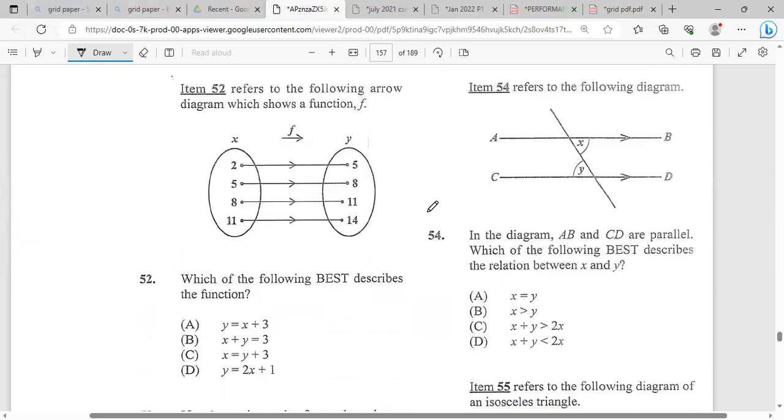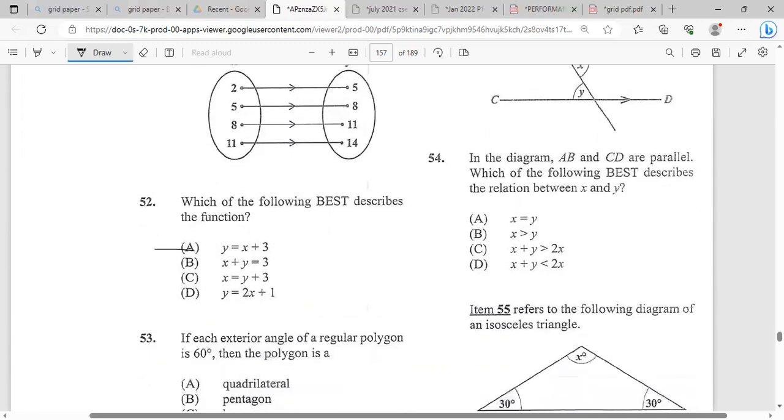52 refers to the following arrow diagram, which shows the function. So which of the following best describes it? It's y is equal to x plus 3. Let's check. Plus 3, you get 5. Plus 3, you get 8. Plus 3, you get, so a. This is a good thing you can do for yourselves, guys.